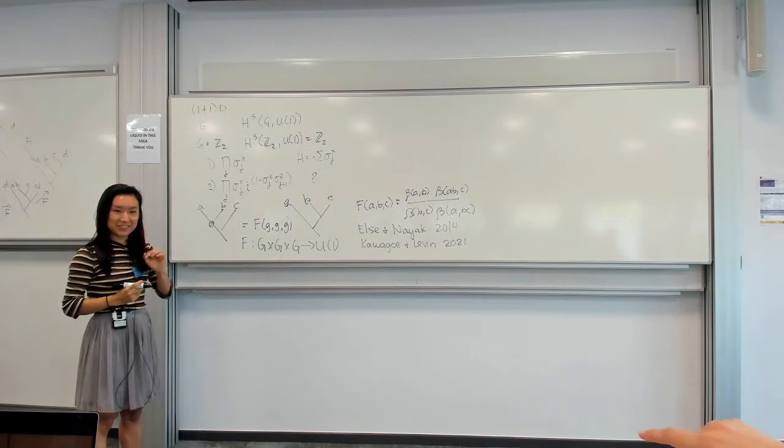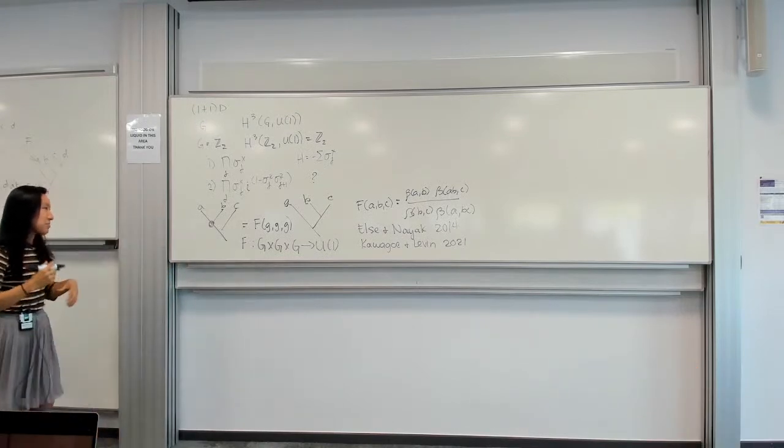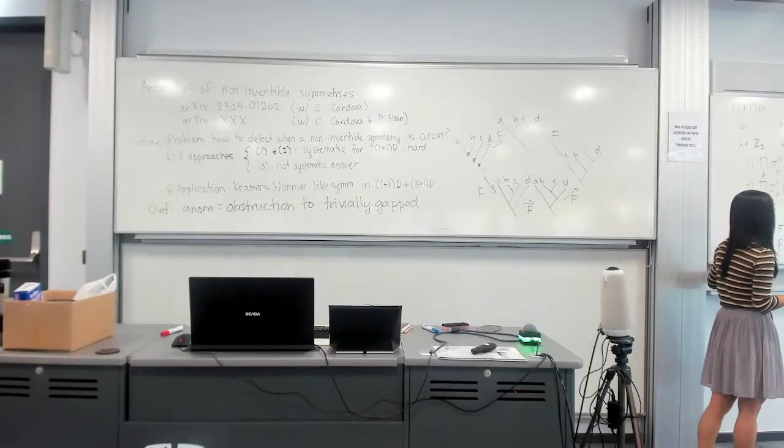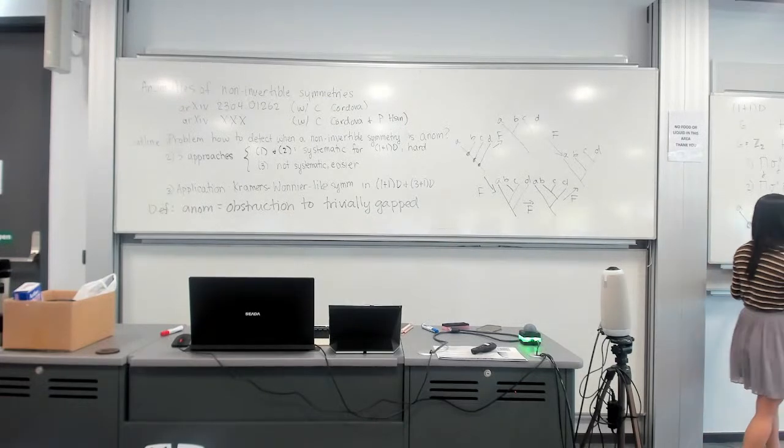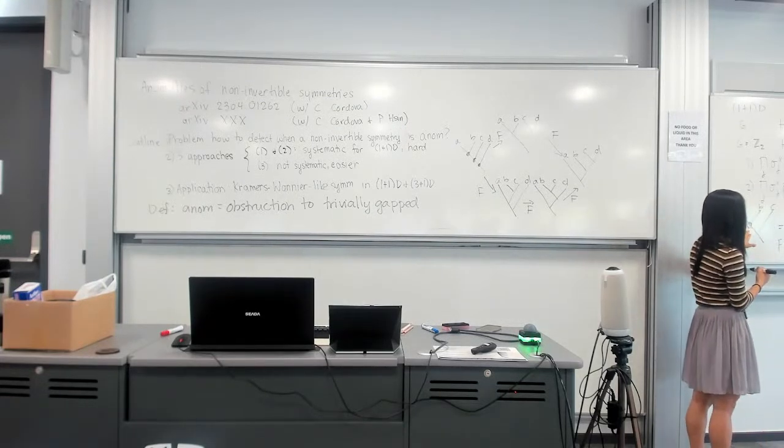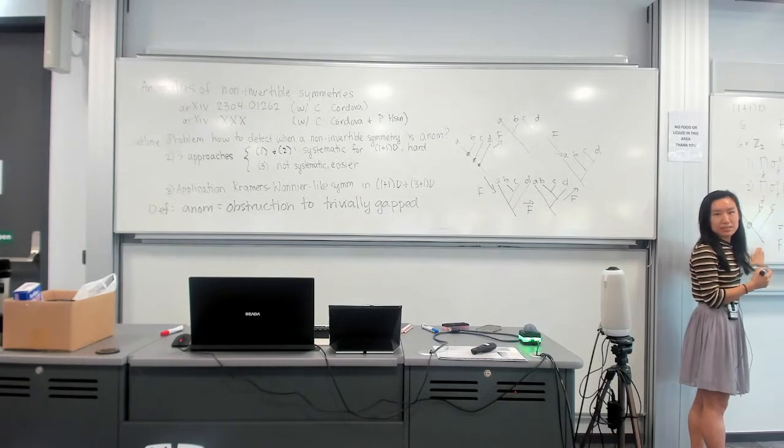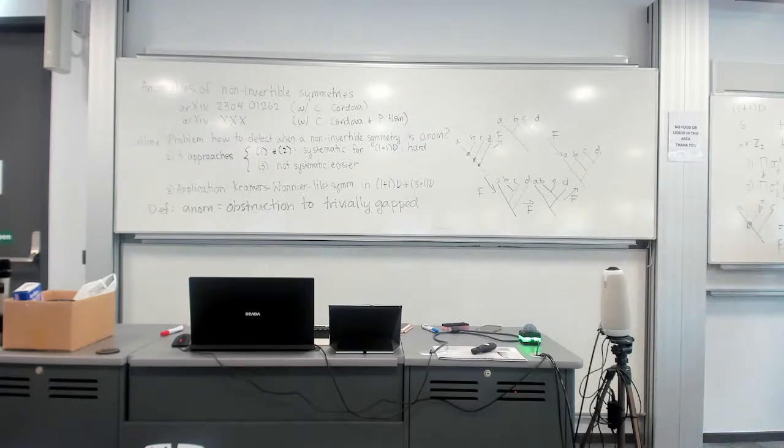We're speaking up. Sorry, what's beta again? So beta is saying that this is some function from two group elements to U1 because you can always modify these vertices by U1 phase. That's a gauge transformation. And so this is saying that if the F symbol can be canceled by appropriate gauge transformations, then it's trivial.